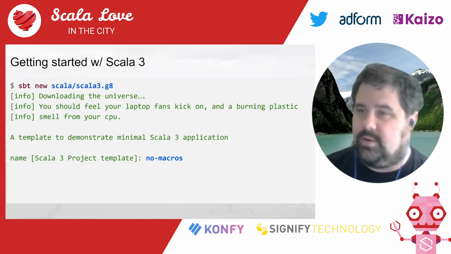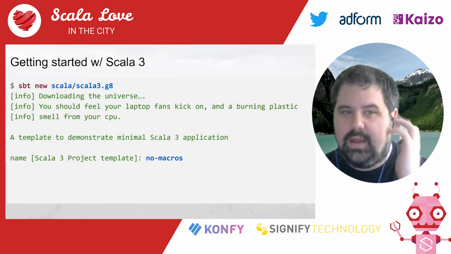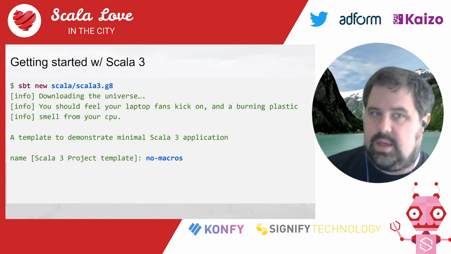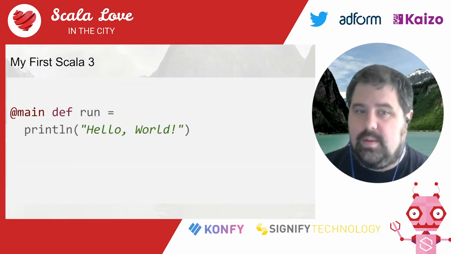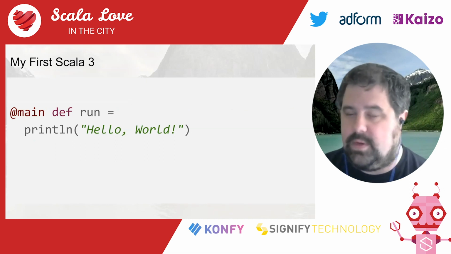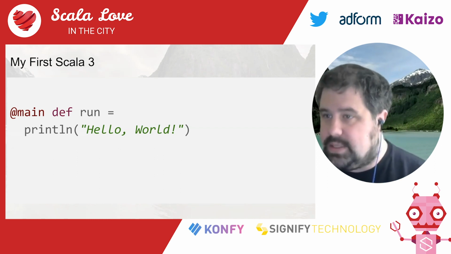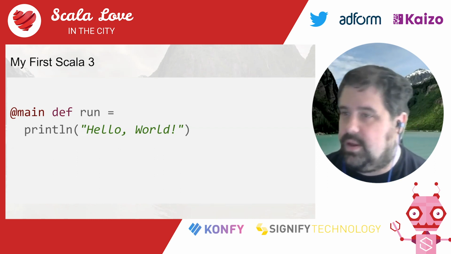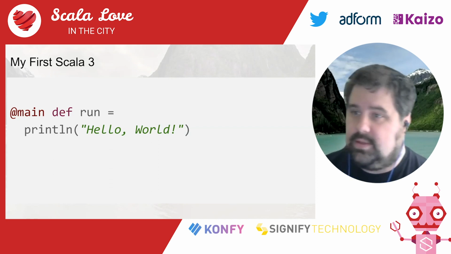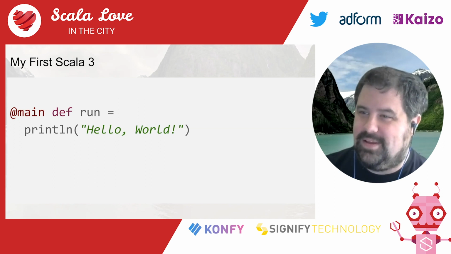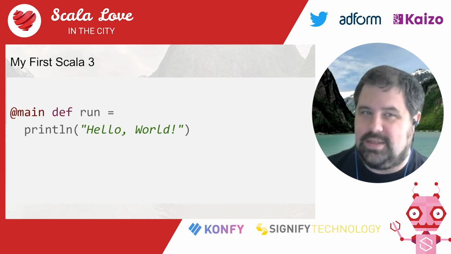Well, sbt new, awesome. Thank you so much, whoever did this. I actually know who it is, but you just do an sbt new project with a no macros template, okay? That's the name of your project, and then we can get started. My first Scala 3 program, for those of you who haven't written Scala 3: you just annotate a method written out in a file. You make a file called hello.scala, you make a main method called run, and you can println hello world, and it works. Isn't that wonderful? The number of times I've seen hello world be 3,000 lines of code, whatever.